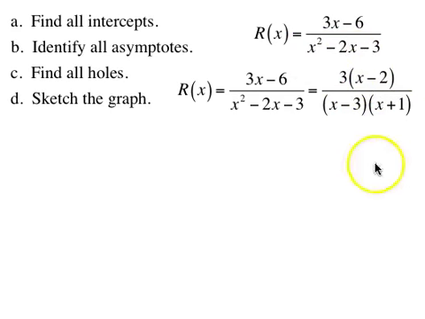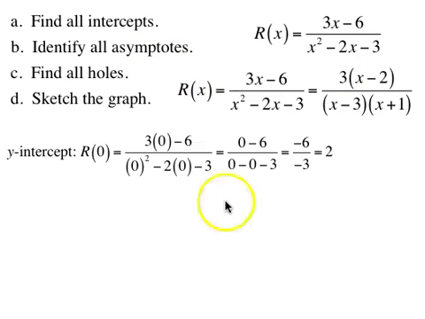If something would have canceled out, we would have had a hole. Nothing cancels here, so there are no holes. In terms of asymptotes, we will have both vertical and horizontal asymptotes. Regarding the intercepts, the y-intercept is going to be when the x value is 0. So plugging in a 0 value for x, 3 times 0 minus 6 over 0 squared minus 2 times 0 minus 3. Negative 6 over negative 3, we get a value of 2. So when x is 0, y is 2. The y-intercept is (0, 2).